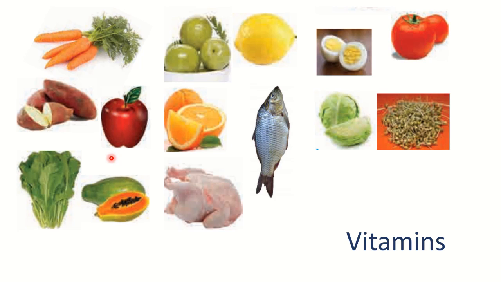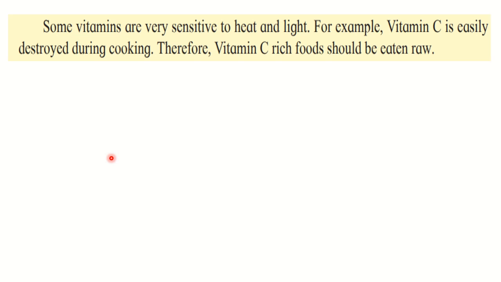Okay, let us go further. Now here one important point to be noted is that some vitamins are very sensitive to heat and light. That means when we cook them or when we expose them to light, then they can be destroyed. Like vitamin C is water soluble and it can be destroyed very easily during cooking. That is why vitamin rich fruits we should eat raw. Okay, some fruits or some vegetables we should eat raw because vitamins from them are destroyed after cooking. So we have to keep this in mind.